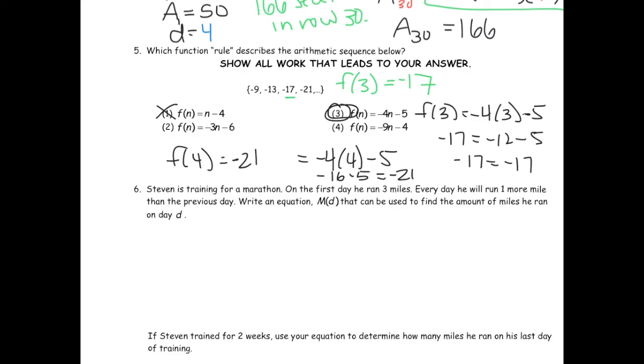So guys, this is a short one today. You only have to do up to number 5 if you're in period 1. Only have to do up to number 4 if you're in period 4.